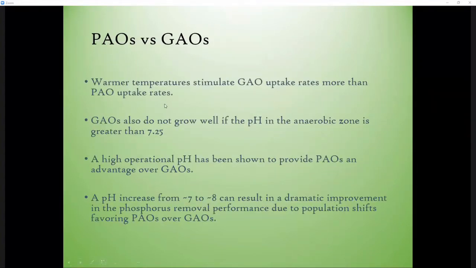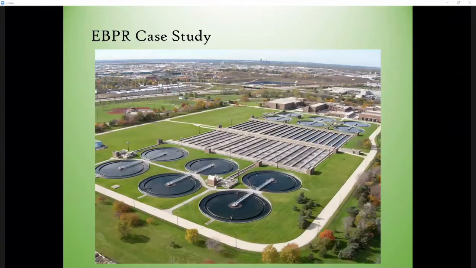The thing about PAOs that gives them an advantage is when it's warmer temperature, they grow so much faster in the summertime. They don't grow well though if the pH is greater than 7.25. So if you ever have any problem with GAOs, because they're going to come in the summer if you have a biological phosphorus removal system, if you can increase the pH from 7 to 8, you'll get a dramatic drop in those GAOs. And I'm going to show you an example.